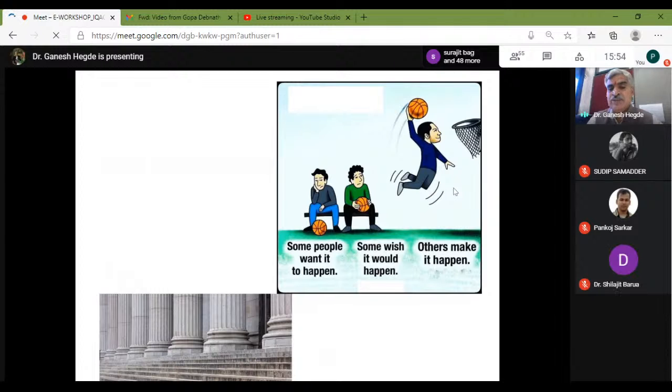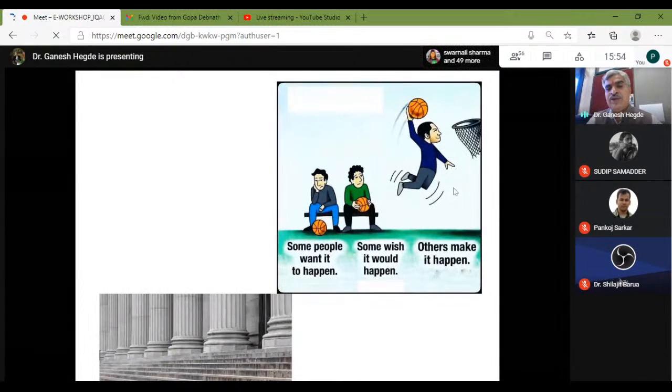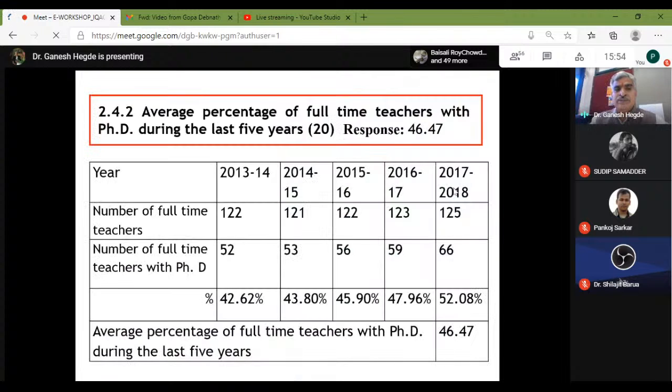Sometimes what happens is that some people want things to happen. There are various types of principals available in higher education institutions. Some people will say, I am 58 years old, 2 years are left, and after retirement my money should not be deducted. Some people don't want to take any risk. Some people want to take the risk, but it will not happen due to various things. But some people will take the risk and make it happen. That is how they will be looking at it.